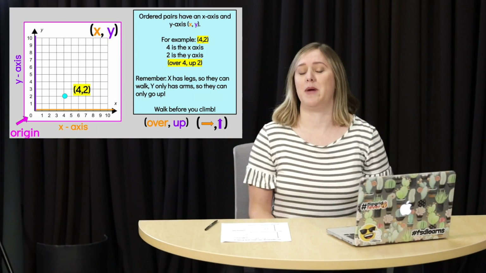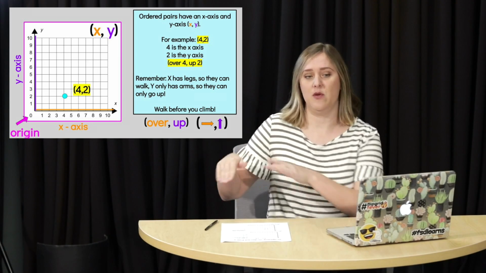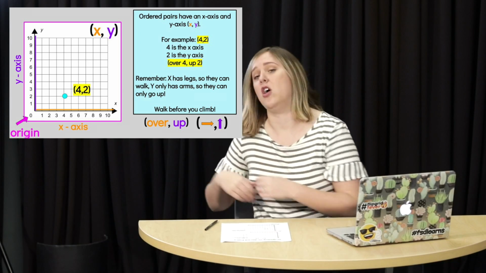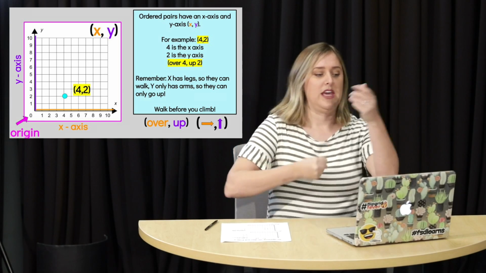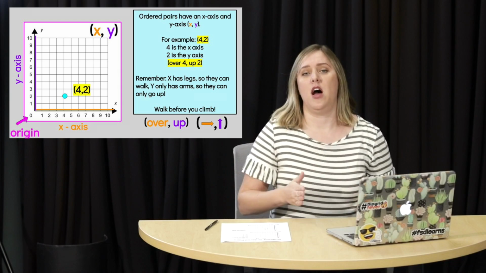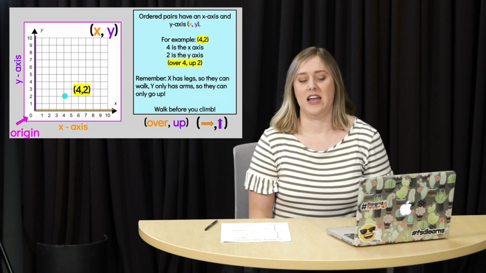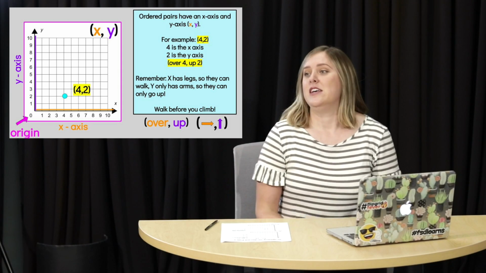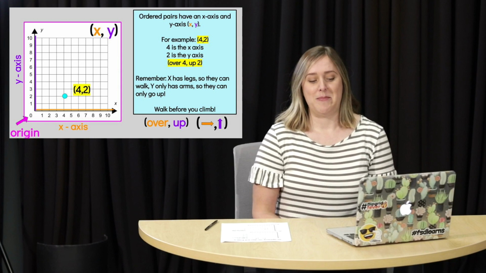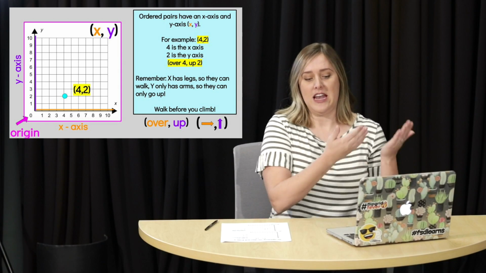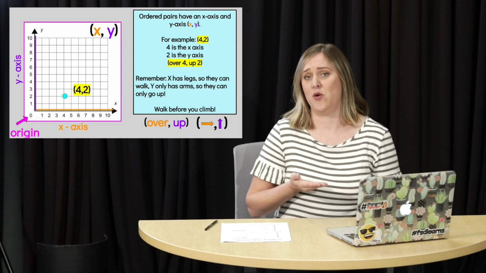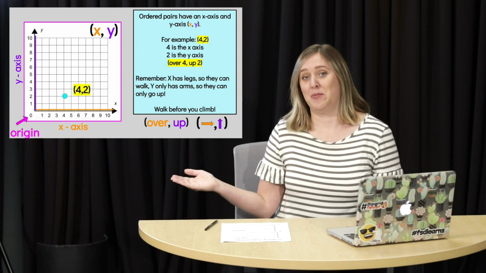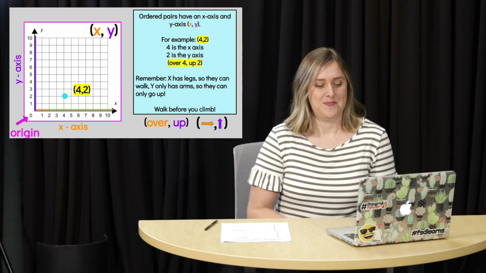Okay, so I always remind myself that the X has legs so it can walk, so it should be going along the orange line, and then the Y has arms so it can crawl up, parallel with the purple line, as you can see up on the screen. So some of the ways that we remember this is going over and up, or you can look at the arrows up on the screen. The orange arrow is going horizontally, and the purple arrow is going vertically.